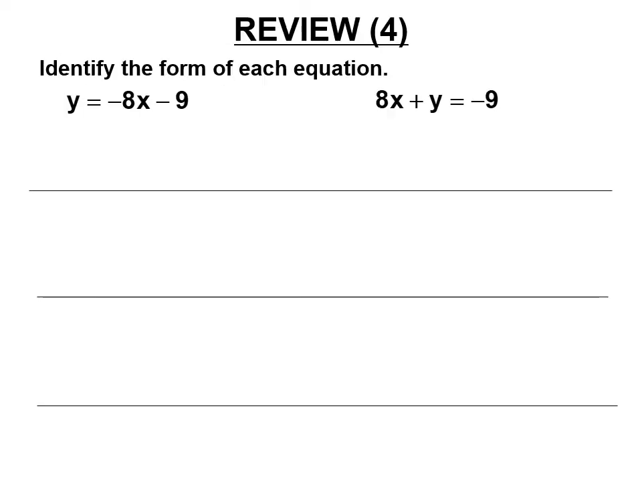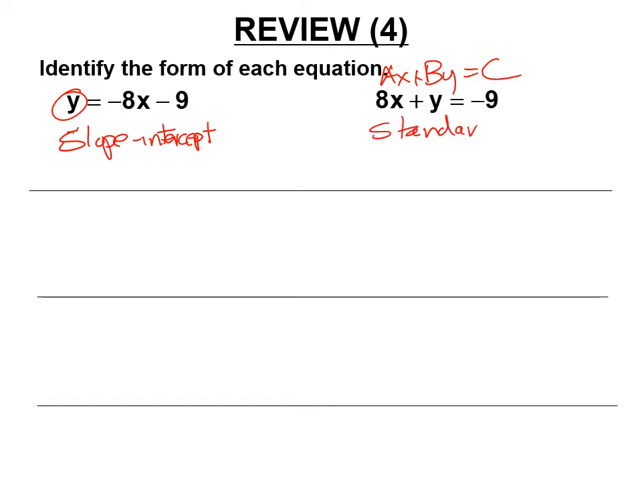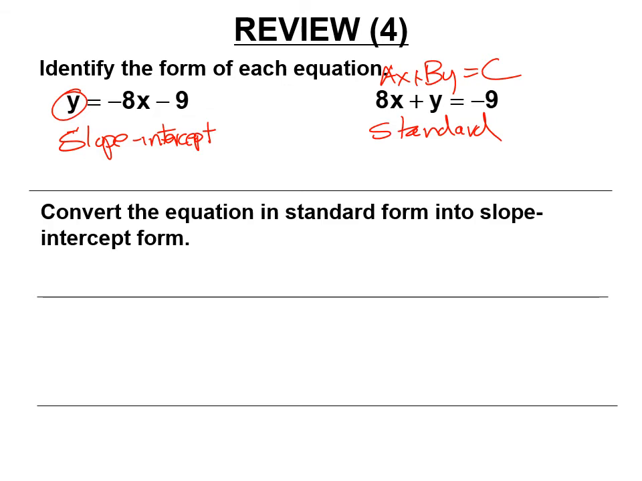You should be able to look at those and know what form each one is in. If it's y by itself, that is called slope-intercept form. If it's got x and y on the same side, then it's in standard form. Convert the equation in standard form into slope-intercept. So we have 8x plus y equals -9. We've got to get y by itself, so we subtract 8x, realizing we want it to look like that. And look, we made the other equation. In fact, they were the same line.